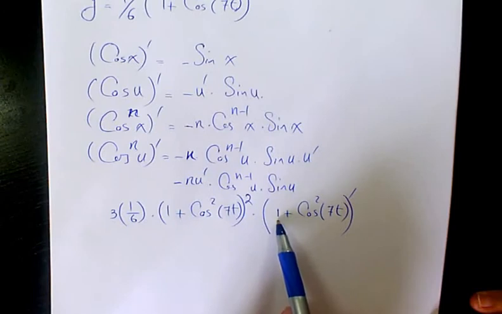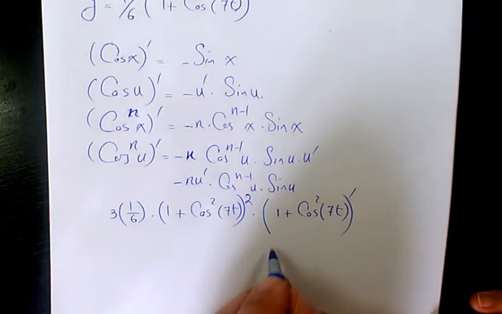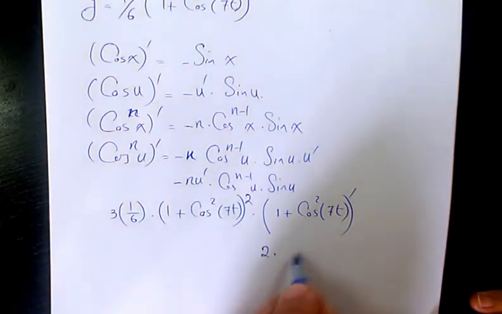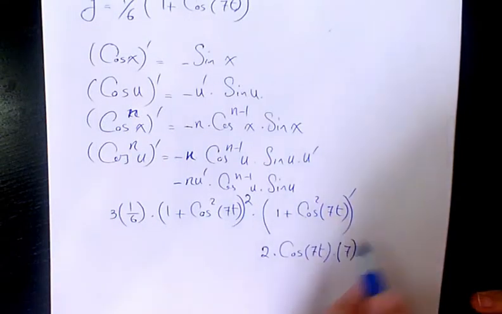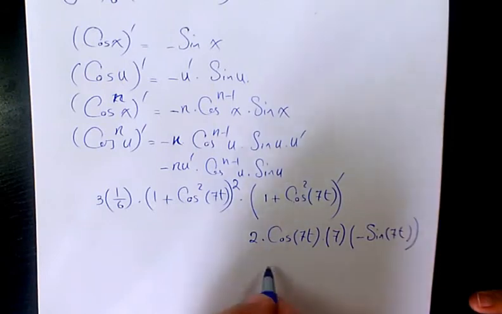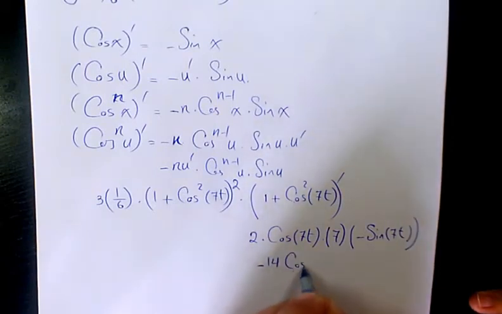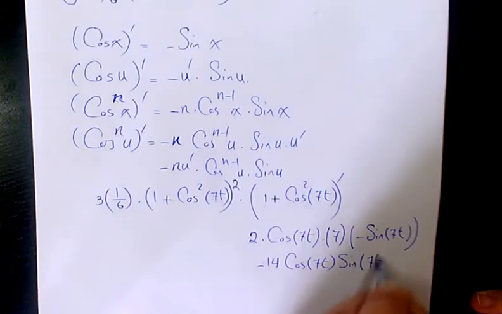Derivative of 1 is 0. Derivative of cosine squared of 7t is going to be 2 times cosine to the power of 2 minus 1, which is 1, of 7t, times 7, because 7 is the derivative of 7t, times negative sine 7t, which is going to be negative 14 cosine 7t sine 7t.